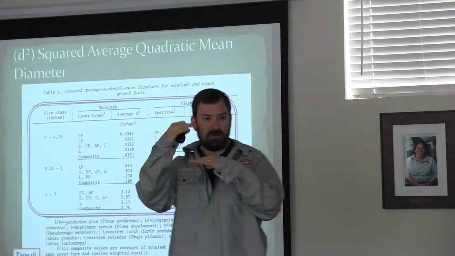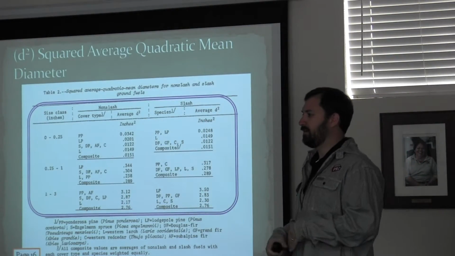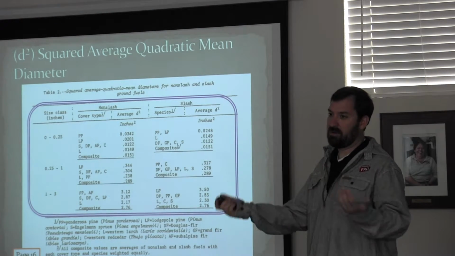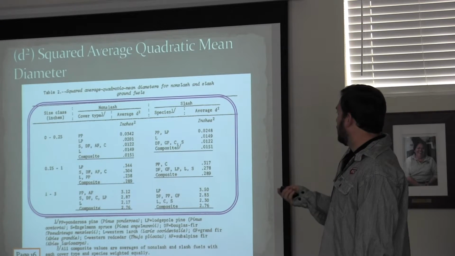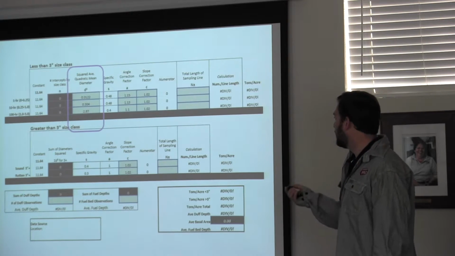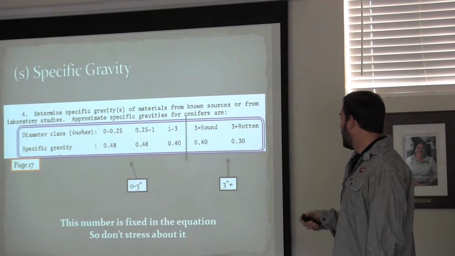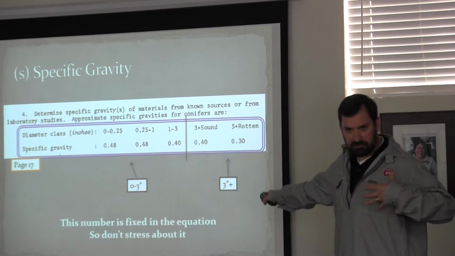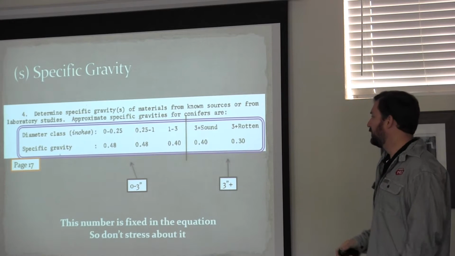So you have to know those little radio buttons to pull those down to do this correctly, because otherwise whatever is in the sheet when you get there is probably going to be wrong. So that's D squared. That's how you enter that. Again, the specific gravity one, this number is fixed in the equation, so don't stress about it. Just move on past that one.